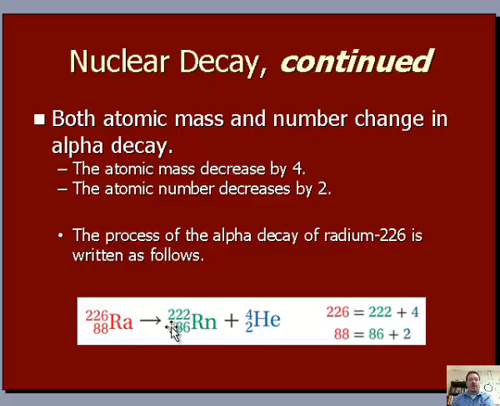So we have to look at the periodic table when our atomic number changes, and we have to look up element 86, and we can see that it's radon looking at the periodic table.